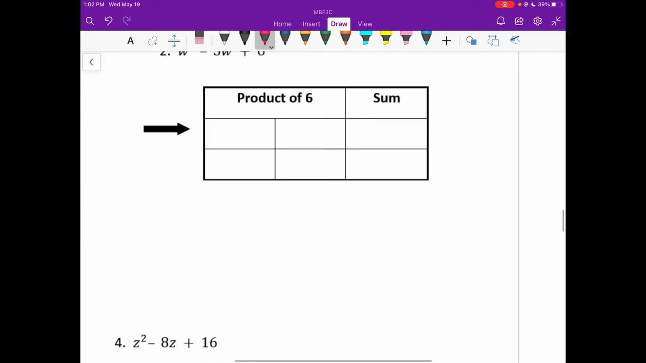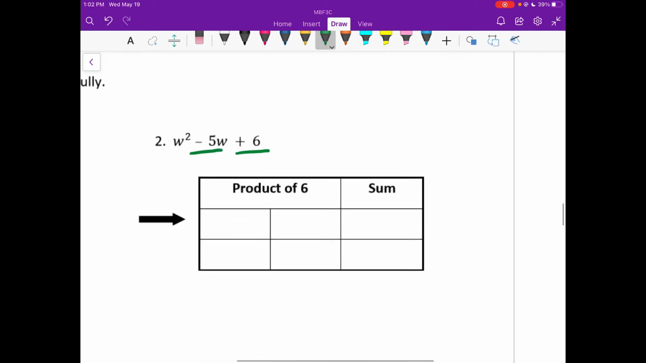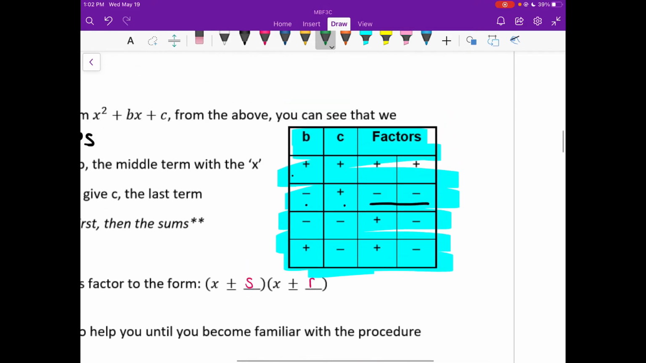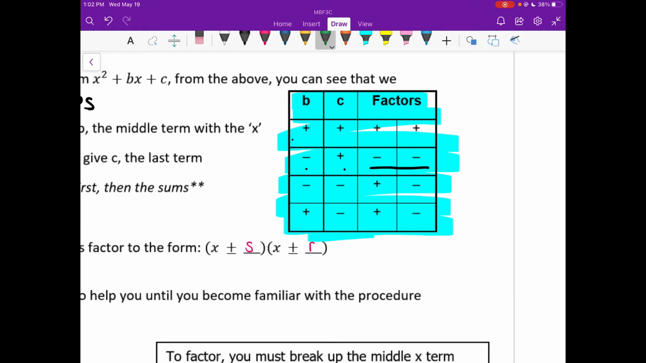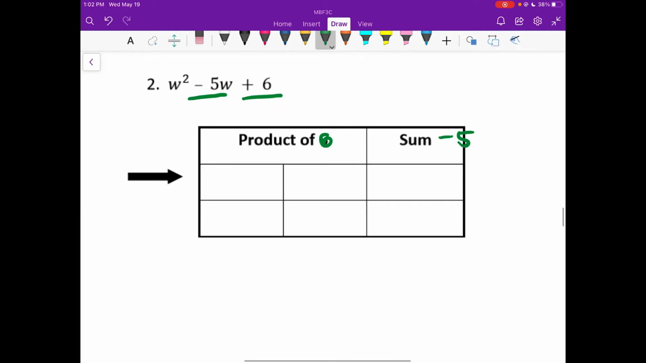So try doing this one by yourself, right? And you want to take into consideration this is a negative and this is a positive. So the B value here is negative 5. And the product is 6. So if you go back up here and you look, if you have a B that's negative and a C that is positive, both of your factors are going to be negative. So do only the negative ones here.